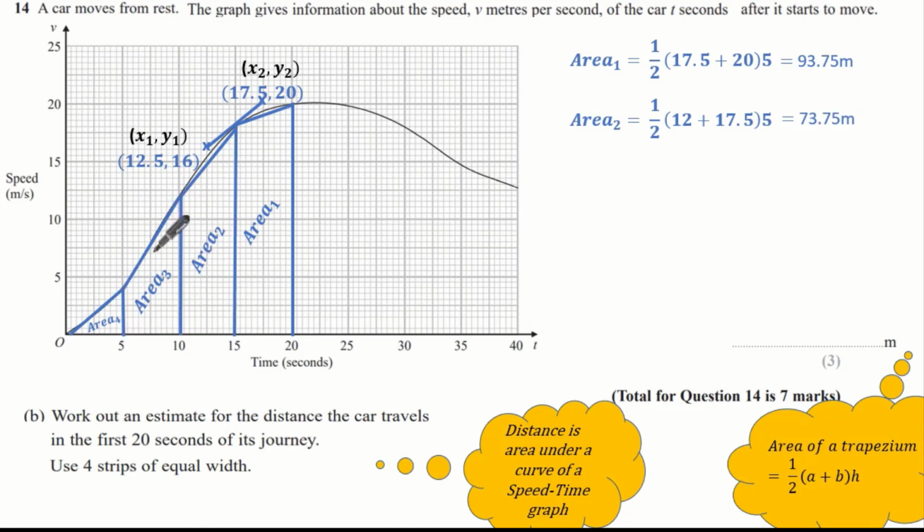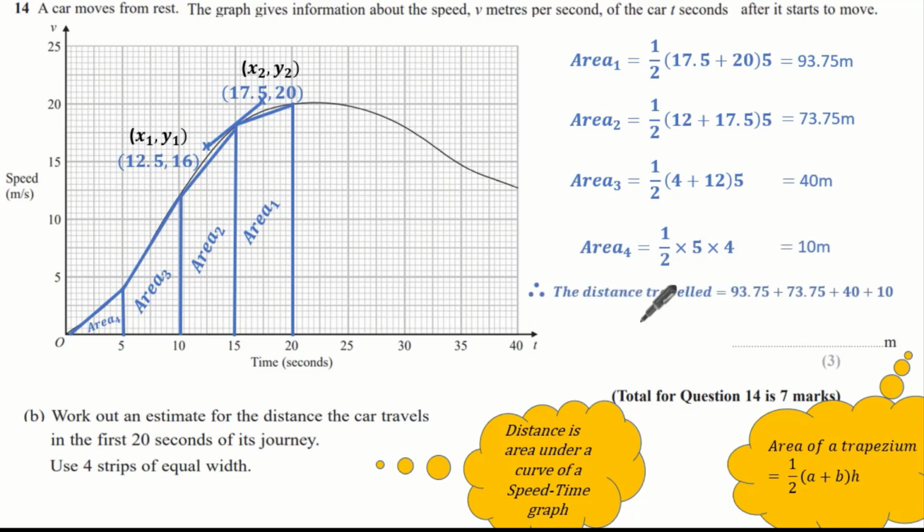Looking at area 3, same again, we have a trapezium. So it would be this parallel length and this one with the perpendicular height. Working this out, it would be a half times, I'm reading approximately 4, add the 12, and then we have a perpendicular height of 5. So this gives me 40 meters. Lastly, I have a triangle, so working out the area of the triangle would simply be a half times the base times the height, which gives me 10 meters.